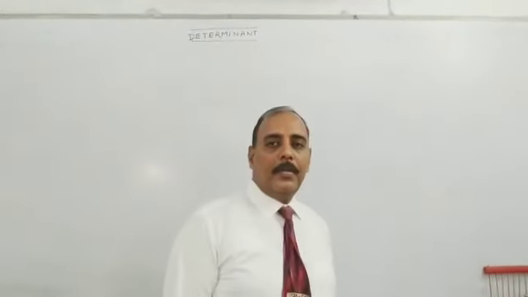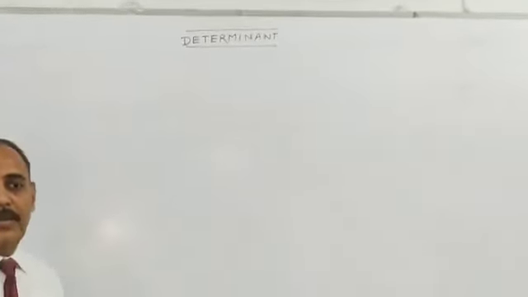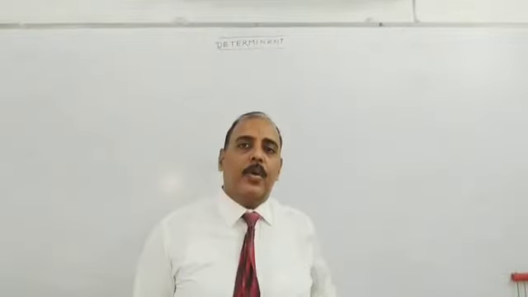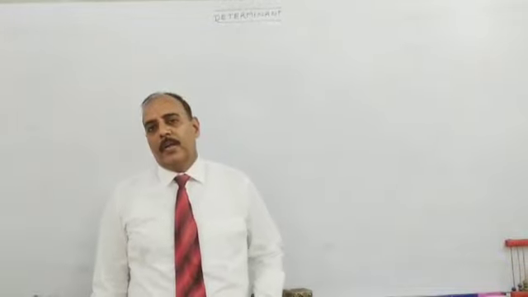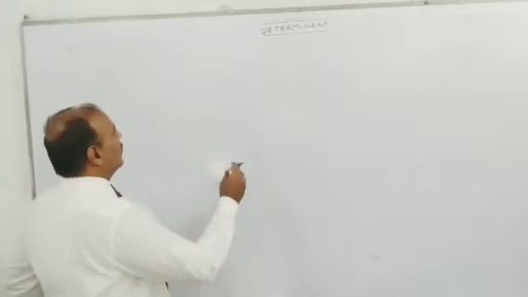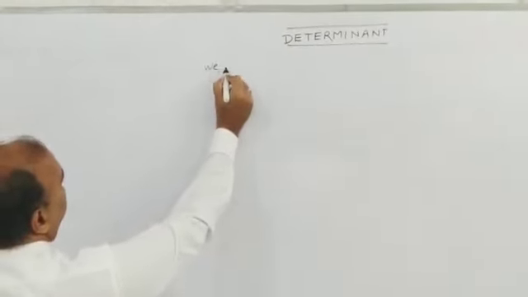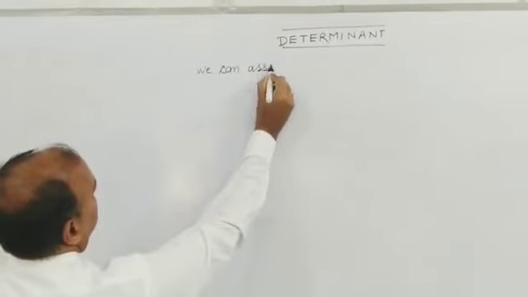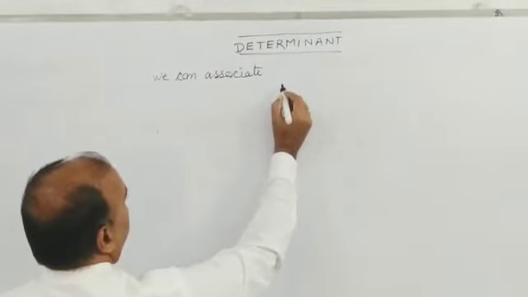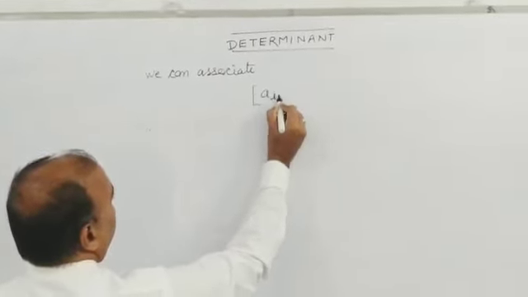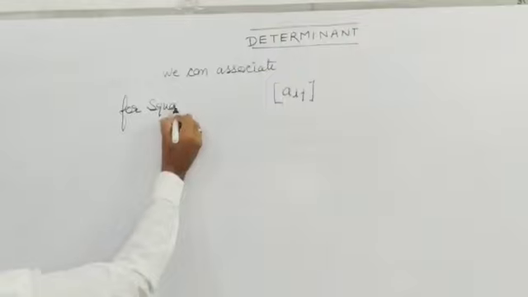Hello children, today we are starting our topic determinant. Determinant is a scalar quantity. It may be a real number or a complex number. So we can associate a scalar, a constant quantity, for a square matrix.